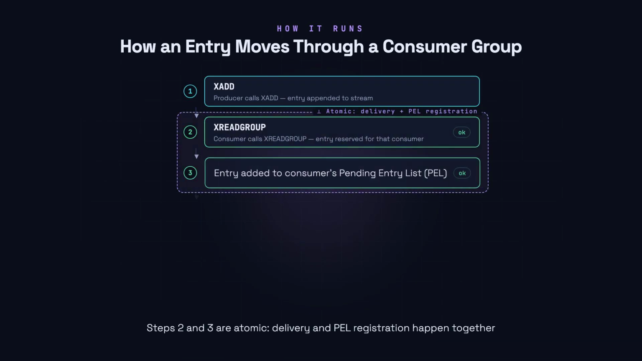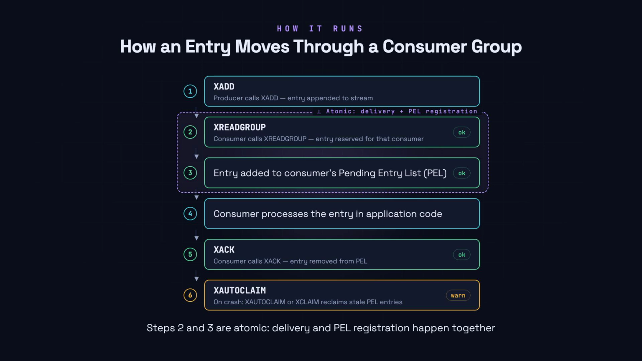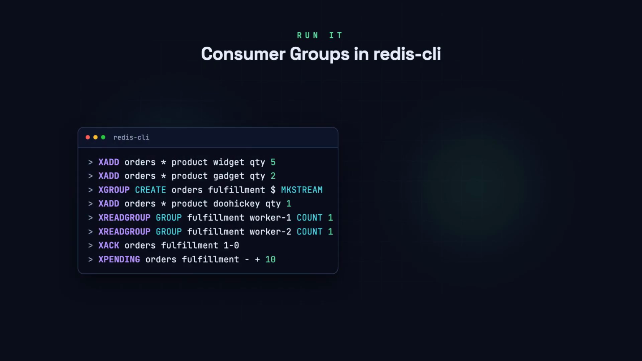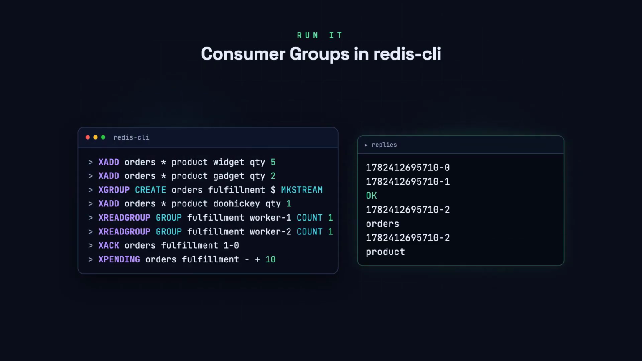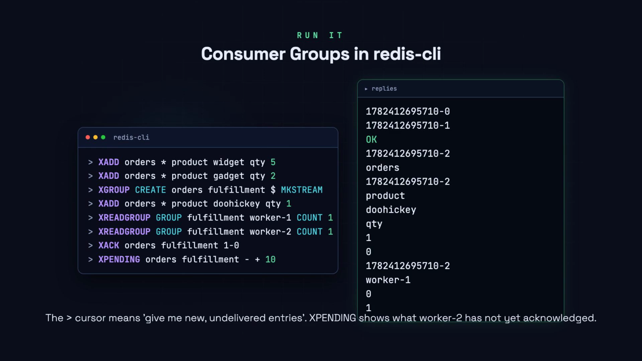When a consumer calls XREADGROUP, Redis atomically delivers the entry and records it in that consumer's pending entry list. Only an explicit XACK removes it, so a crash before that point leaves the entry recoverable. We create a group on the order stream, then two workers each pull one entry using the special greater than cursor. After worker 1 finishes, it calls XACK. XPENDING shows worker 2's entry is still outstanding.